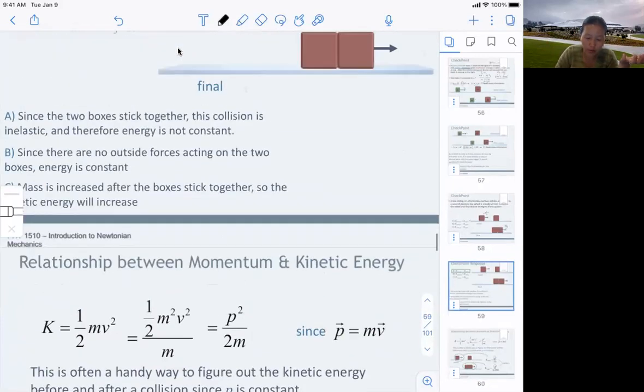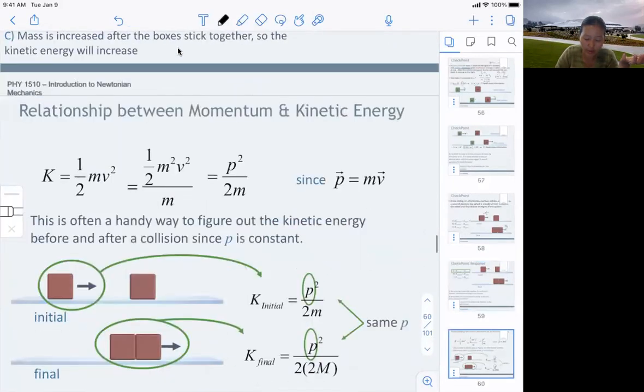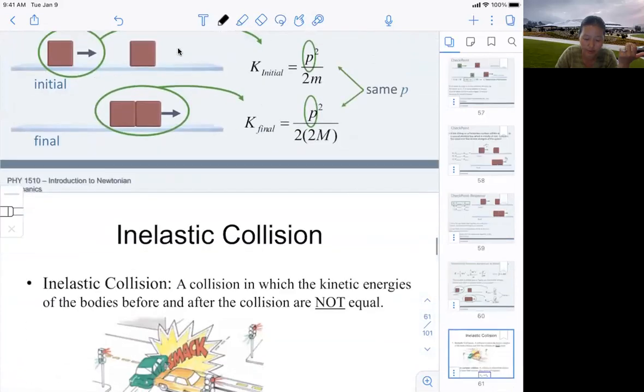So there are more explanations and process of how to solve this, but you can view the slides later on yourself.